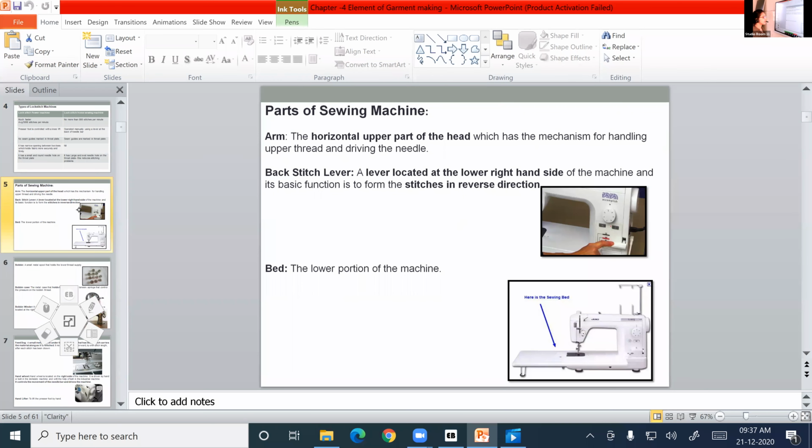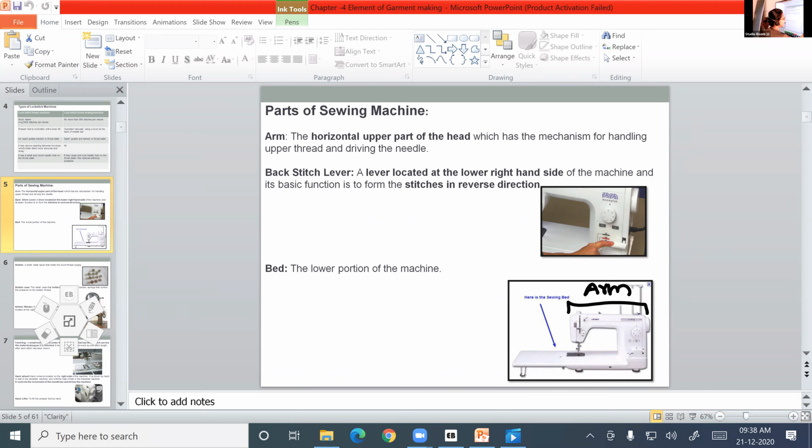And now we are going to discuss the parts of the sewing machine. Arm. It is the horizontal upper part of the head. I'll show you. This is the arm of a machine, okay, which has a mechanism for handling the upper thread and driving the needle. That is the arm.